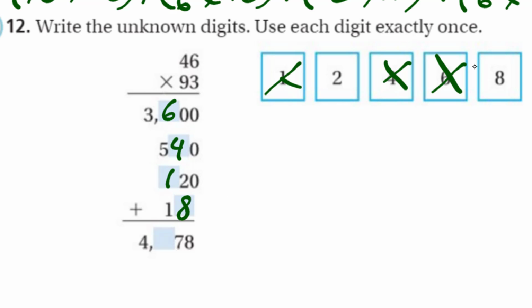And did it work out? Yeah. Did I use the 2 already? Oh, no. 2 comes down here. Because we have to add them. So this should be way over here.